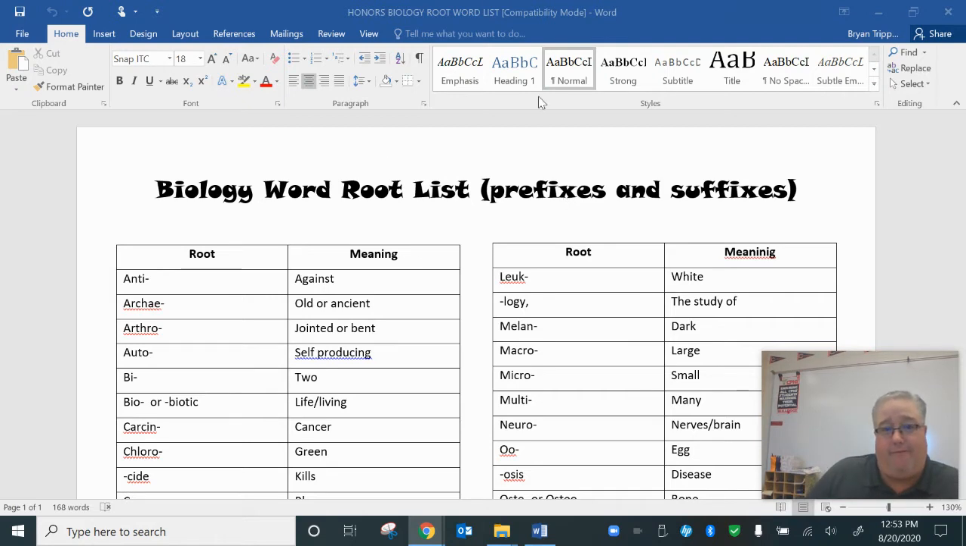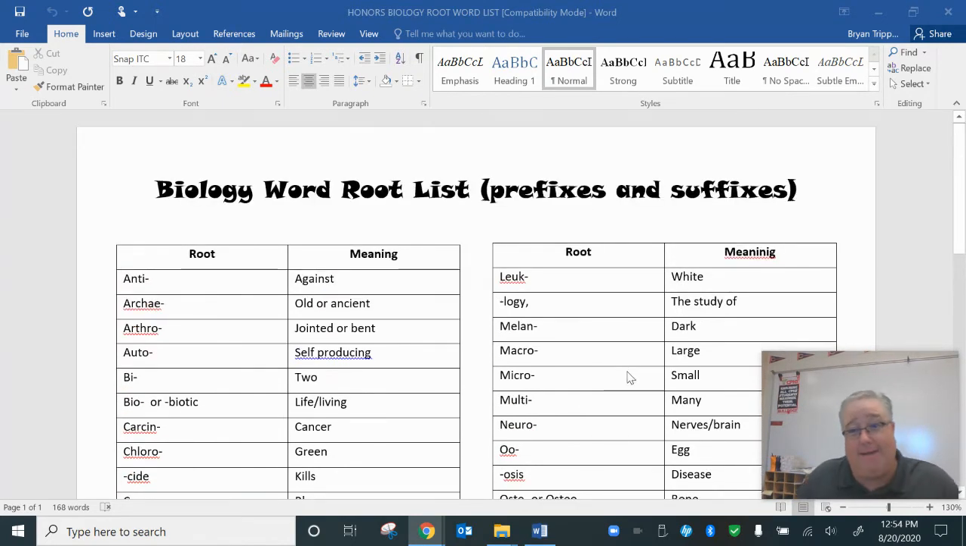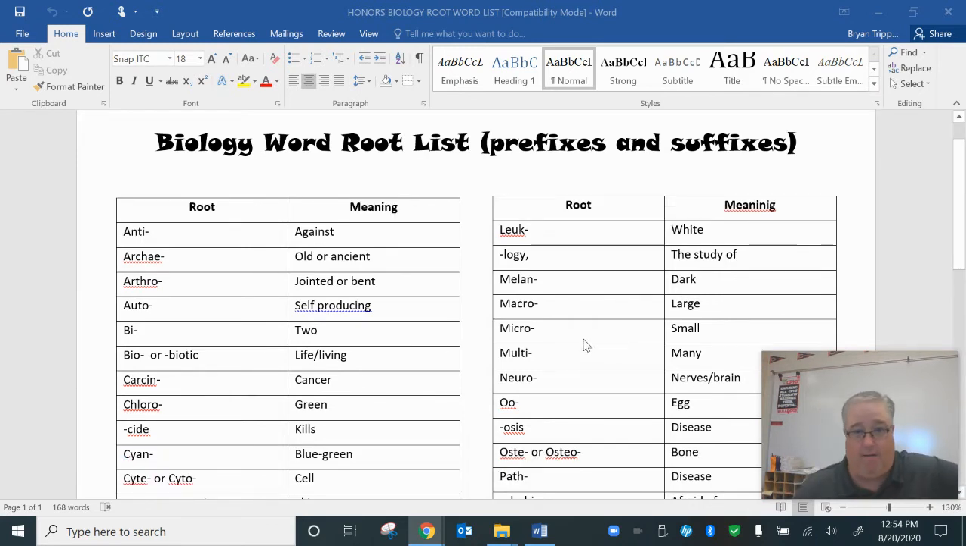So, what you have here in front of you is a list of what we call biology root words, prefixes and suffixes, or parts of words that all have meanings. And if you look at this list, there's a lot of them. We're not going to make you memorize them all. But our hope is as we go through the year, we become more and more familiar with a lot of these roots, so that if we come across a word, for example, I'm going to use one of the more common roots.